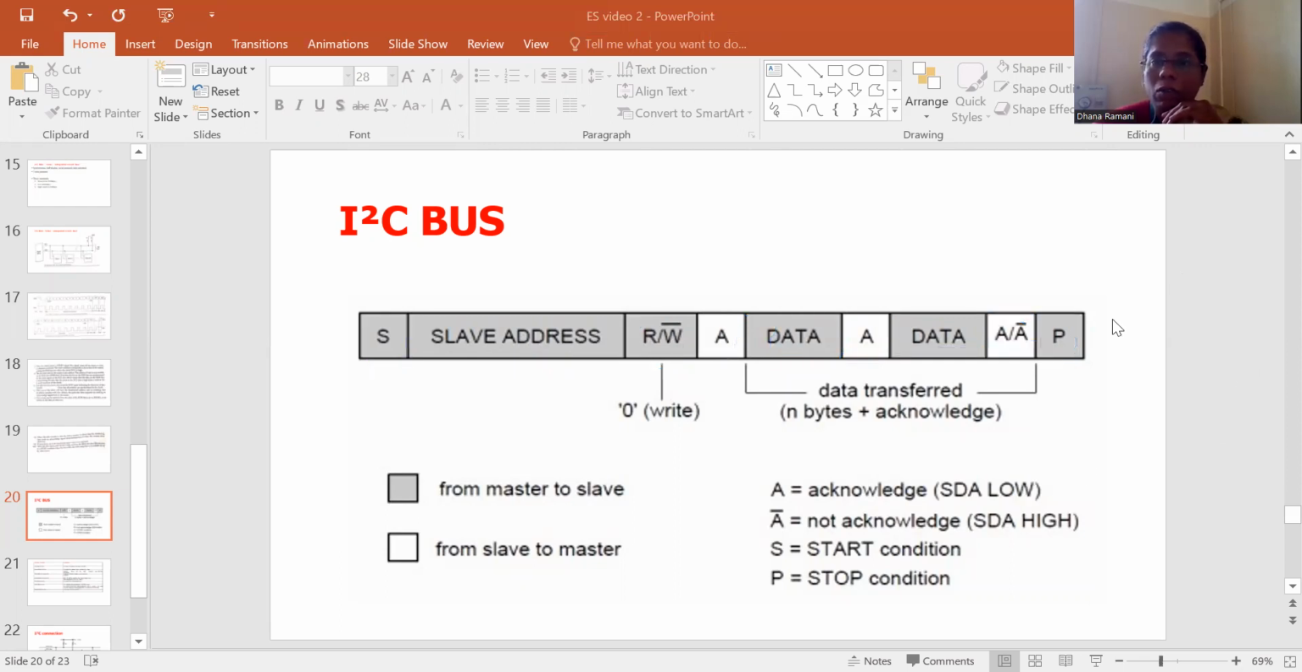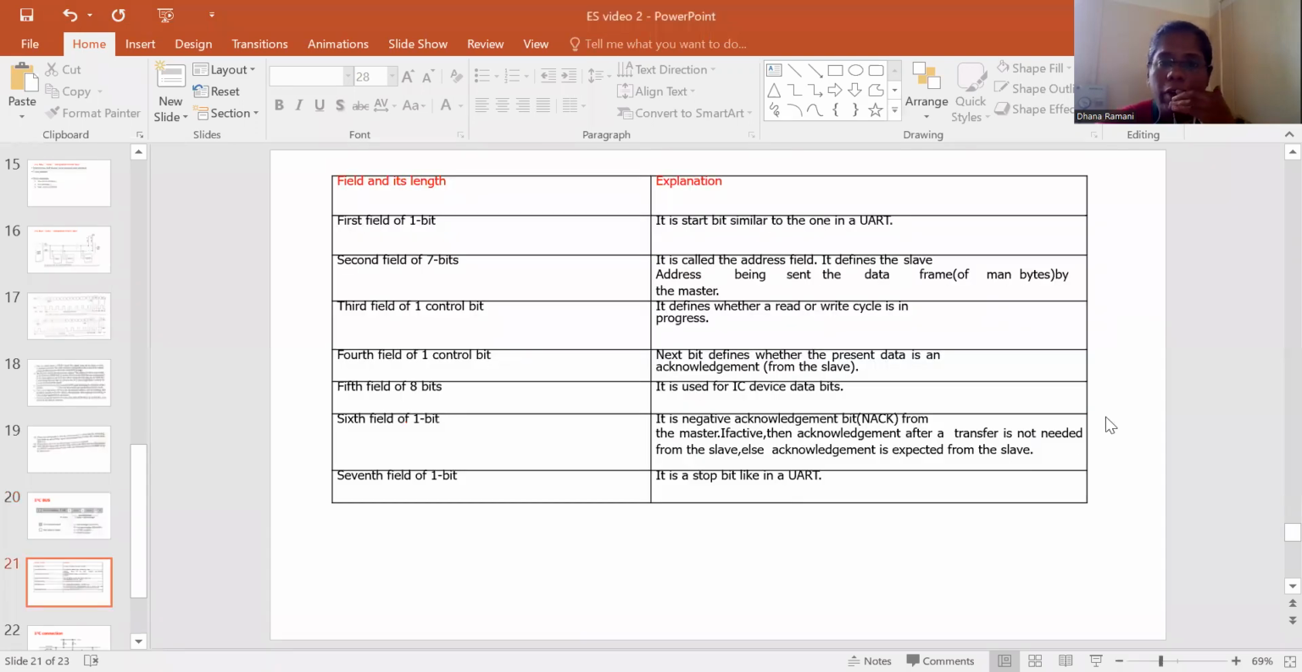Right. So this is our I2C bus, where the one particular thing we have to discuss is NACK, right? NACK is a negative acknowledgement. You can see that it is a negative acknowledgement bit from the master. If this pin is active, then acknowledgement after a transfer is not needed, right?